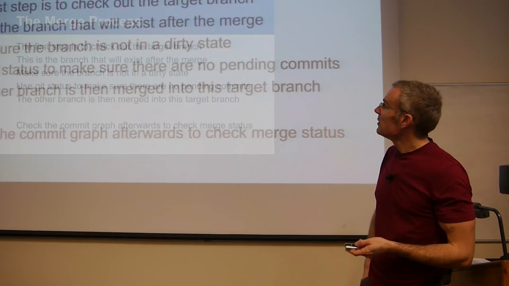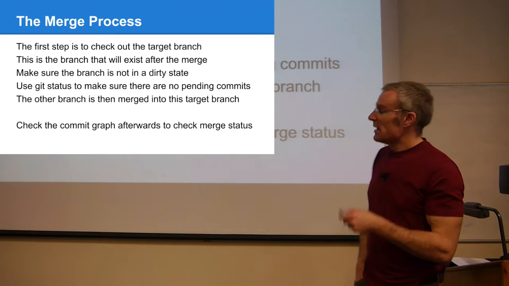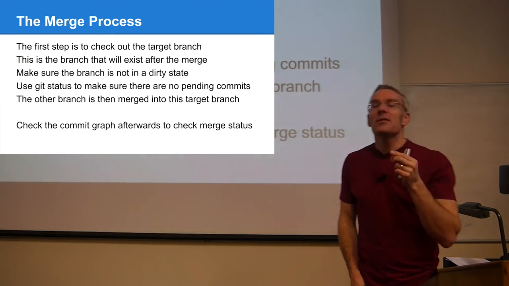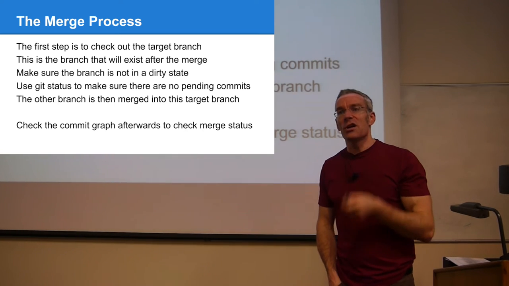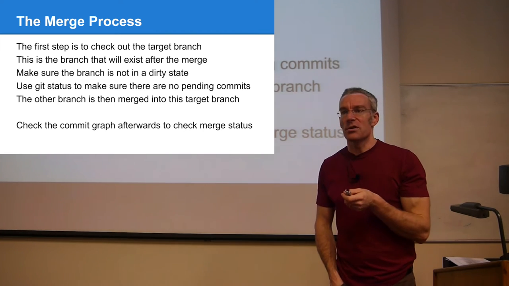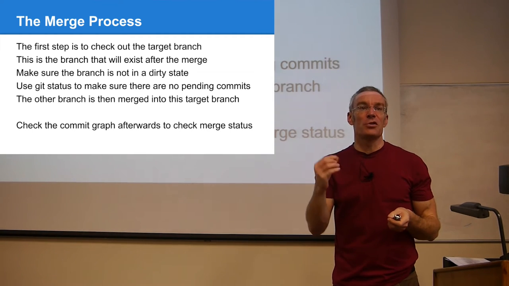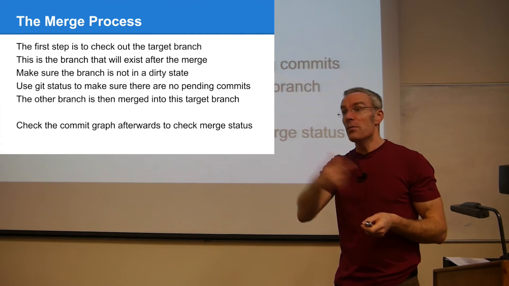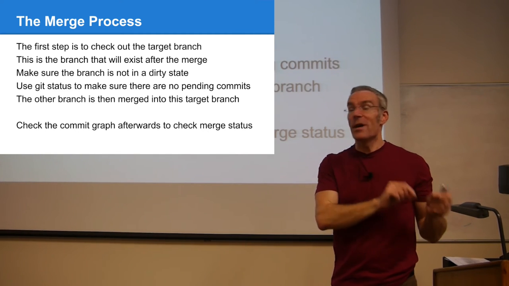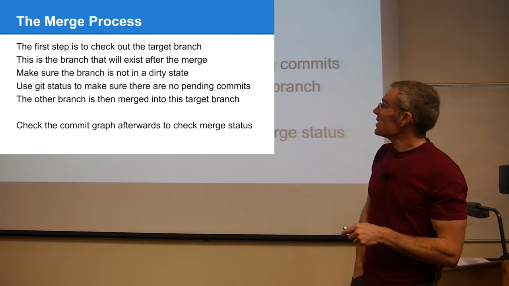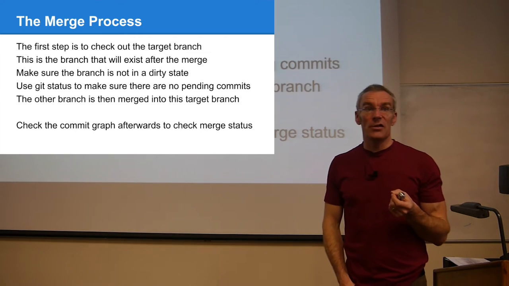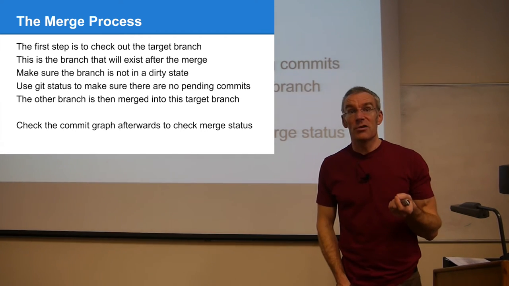So, merge process. You merge into your target branch. That's important. You've got to make sure that you're in your target branch, the one you want to keep, before you merge. That's the one that will remain. So you make sure you've checked out your target branch. In my case, that'll be master. I want to keep the master branch.